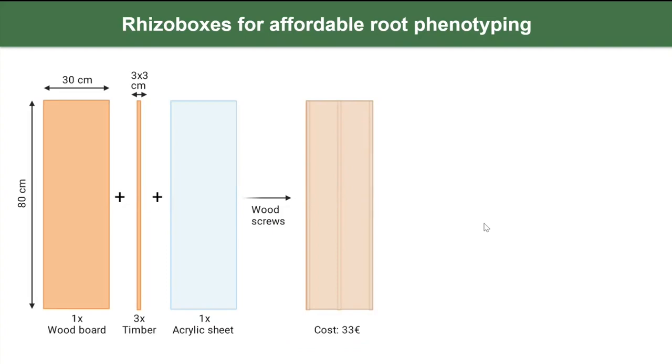effect on it. Also three timbers that are used to hold the soil and also to separate the rhizobox in two, and an acrylic sheet. All of them were put together using wood screws and a drill, and the total cost of this rhizobox is 33 euro.